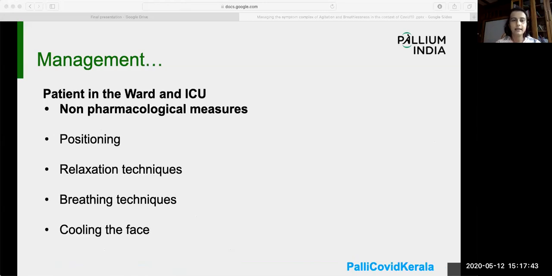So the management in the ebook and in this presentation has been divided into two. When I come to the algorithm, it will be more clear for you. The patients are managed in the ward and in the ICU, and all the patients are managed with non-pharmacological measures and pharmacological measures. When we first come to non-pharmacological measures, there are various non-pharmacological measures techniques that is available that can be used for breathlessness management.